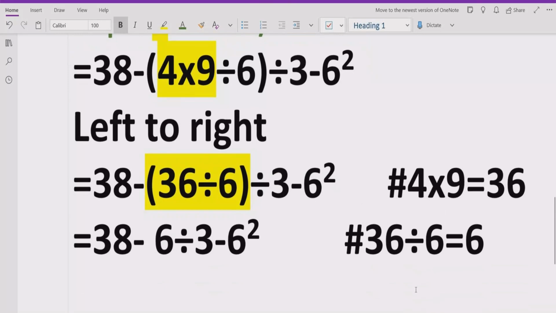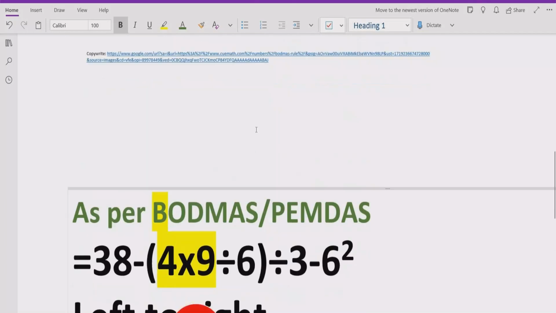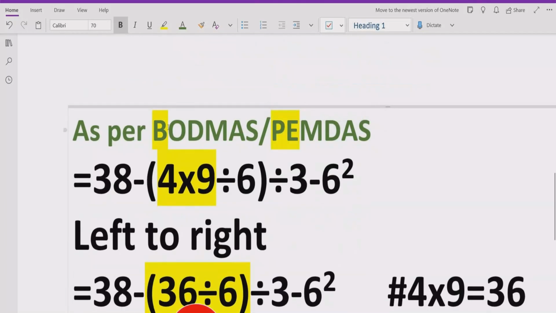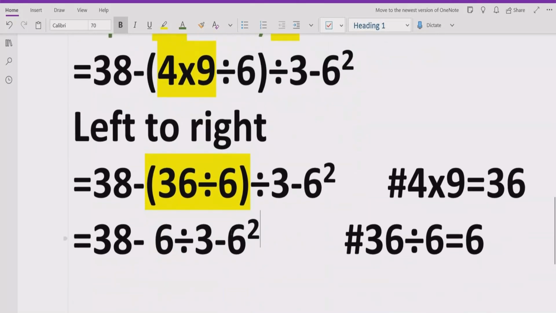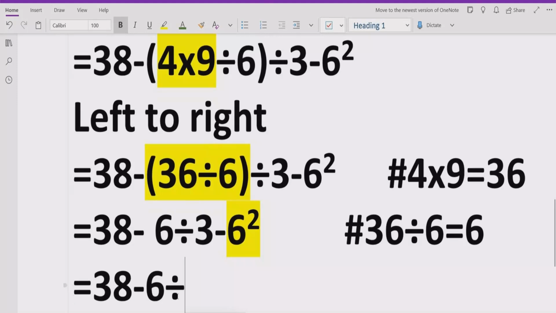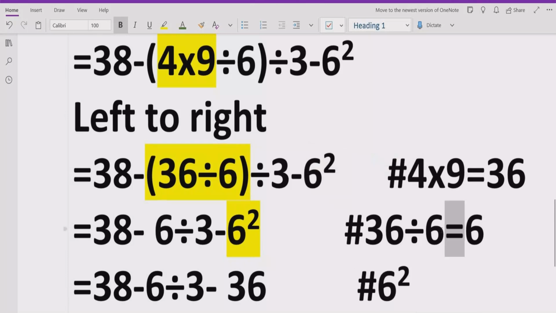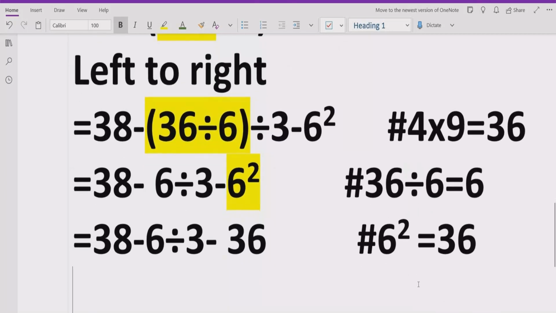Now move forward, we have to solve the exponent part according to the PEMDAS and BODMAS rule. So we have to solve this expression, which is 38 minus 6 divided by 3 minus 6 raised to power 2, which means 6 multiplied by 6, which is equal to 36. So here we will write 36 and here we give the reference: 6 raised to power 2 equals 36.